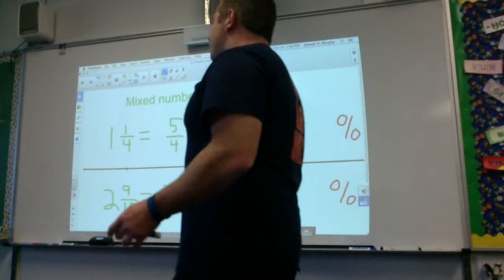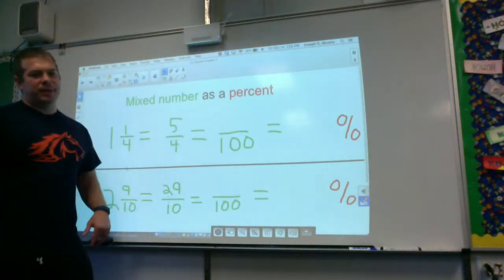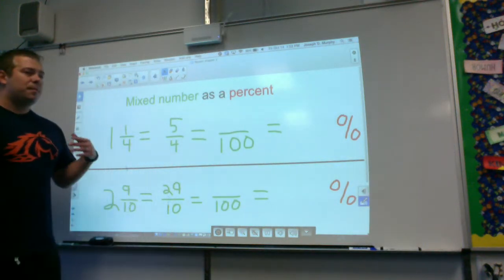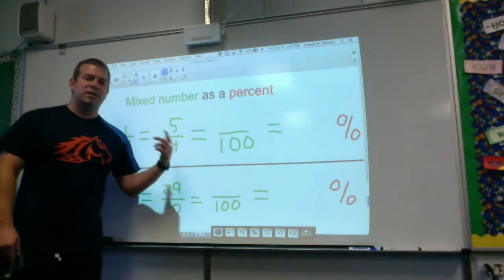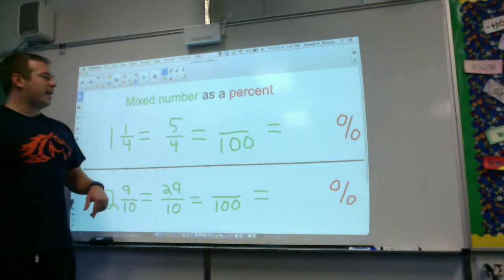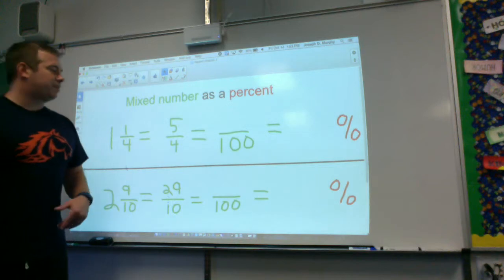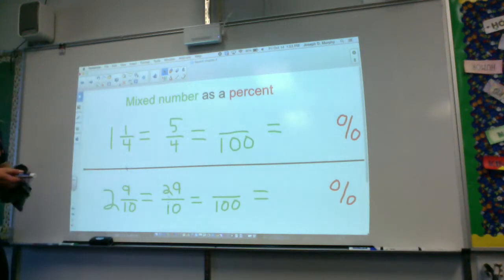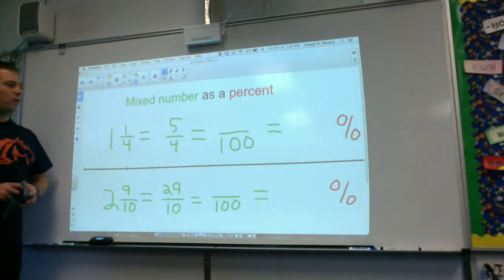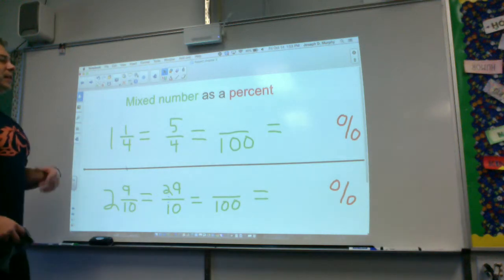All right, last thing we're going to do. It's a hard lesson because we have to do 3 different things. We had to turn percents into decimals, decimals into percents, and now we have to turn mixed numbers into percents, which are fractions. All right, so let's say I have 1 1/4. I have to turn it into a percent.